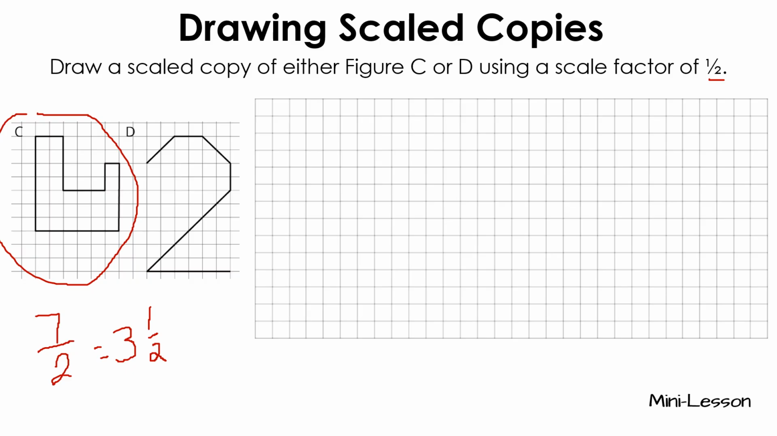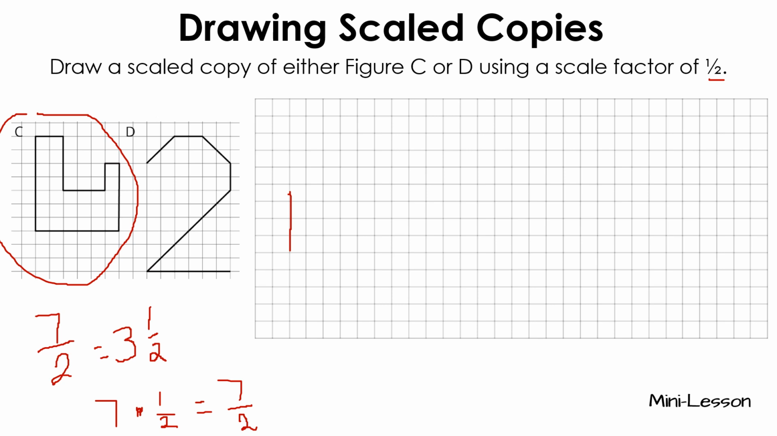And I did it this way because 7 times 1/2 is the same as 7 over 2. Okay? So we know it's going to be 3.5. I'm going to start 1, 2, 3.5. So it's going to be halfway between this one and this one. Here we go. That's 3. 1, 2, 3.5.